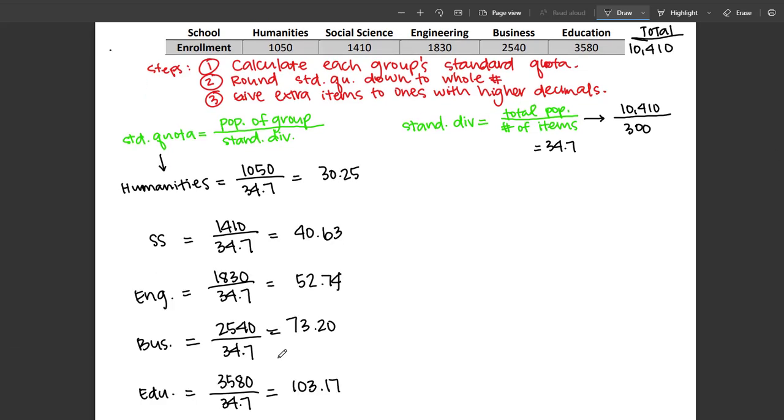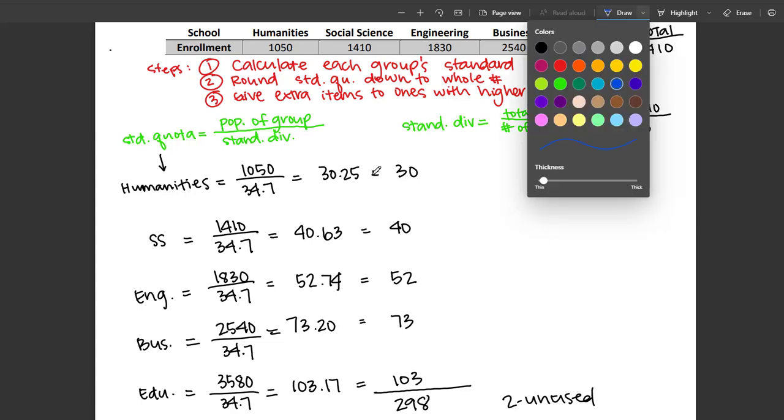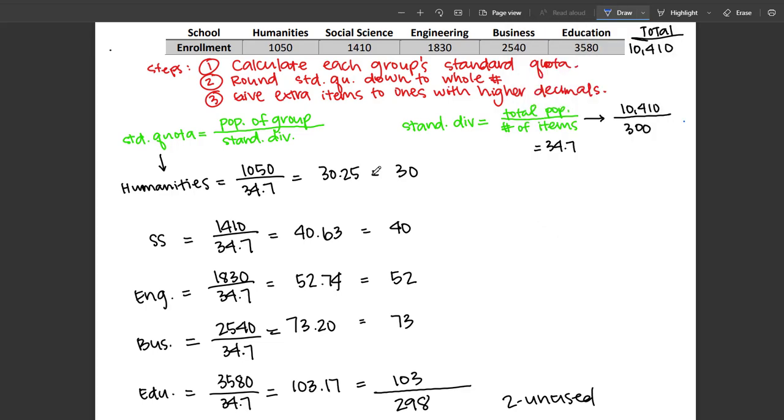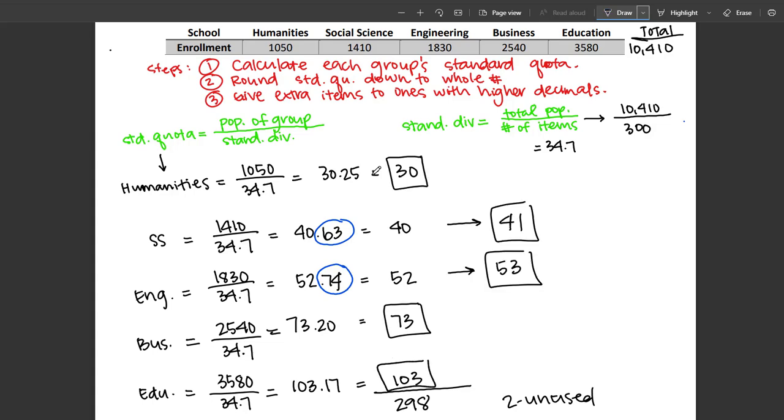After we have found each school's standard quota, we are going to round down to the nearest whole number. We're going to add these up, and we get 298. So we have 2 that we have not used. We're going to find the 2 schools that have the highest decimal and give them those computers. So these are the numbers of computers that each of these schools will get.